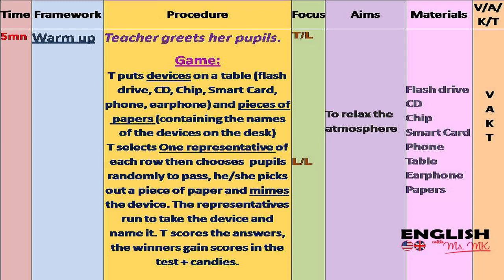So a teacher is going to select one representative of each group. For example, you design 3 or 4 groups, so you have 3 or 4 representatives, and then they choose pupils randomly to pass. They are going to pick out a piece of paper and mime to their friends in order to make them guess the device. For example, they take phone and they put their hands on their ears in order to make their classmates guess the name of the device. The representatives run to take the device from the table and name it.